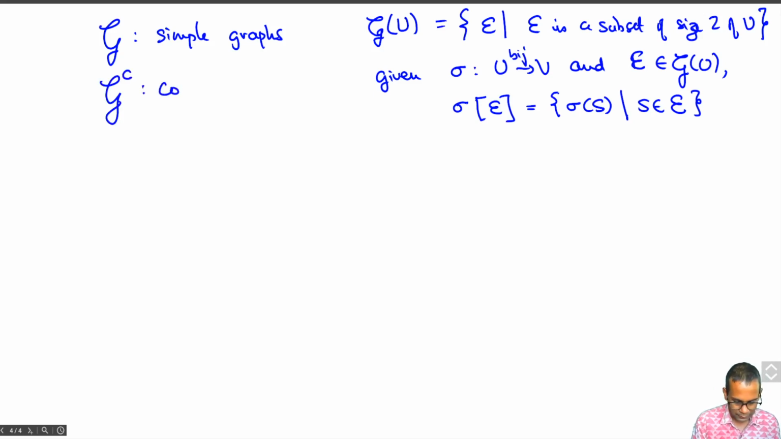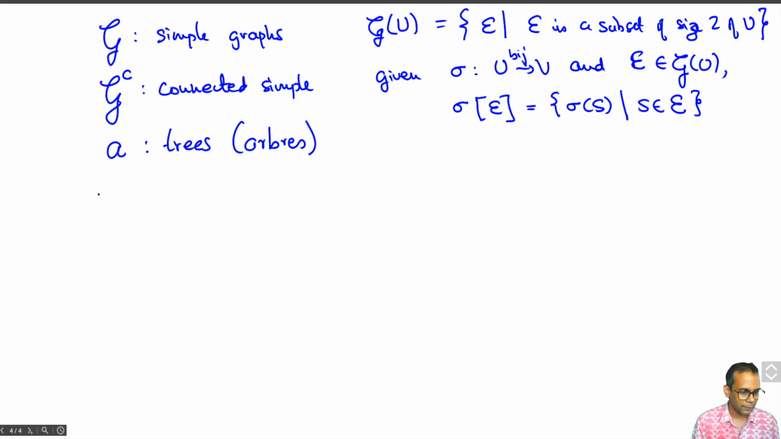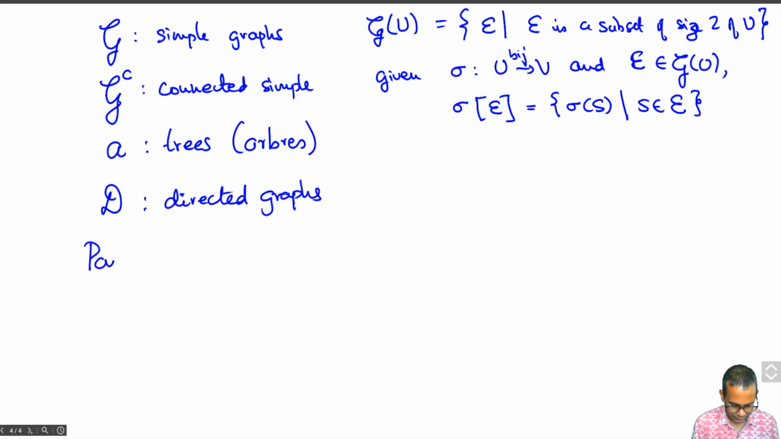G C is the species of connected simple graphs. So that's the same species G of U with an additional axiom, which is that the graph is connected. Little a is the species of trees without a root, and these are arbres in French. D is the species of directed graphs. Par is the species of set partitions.